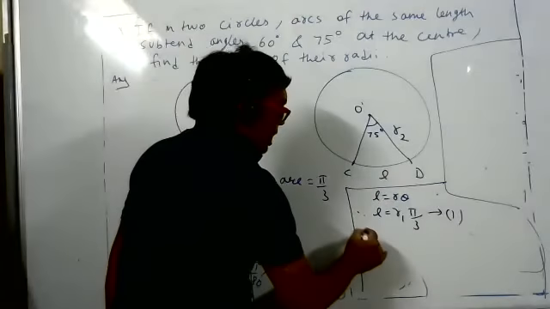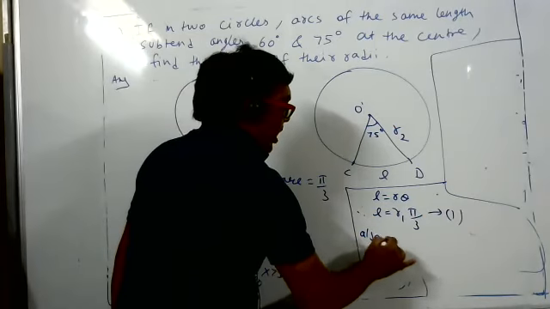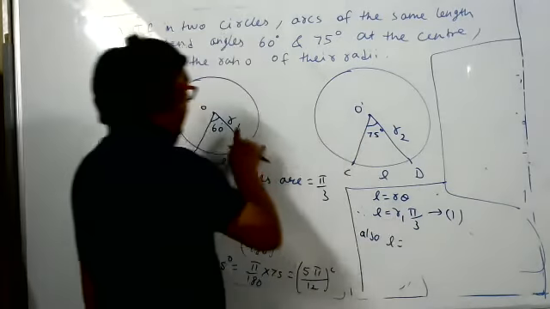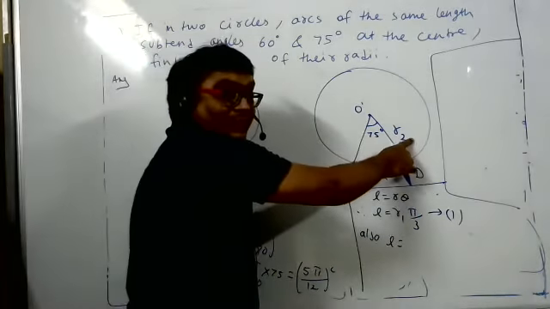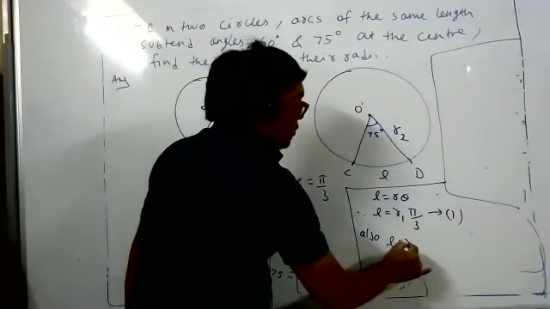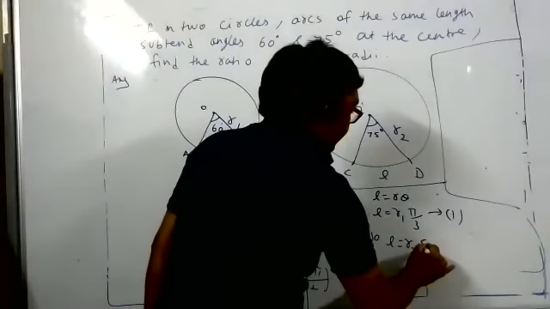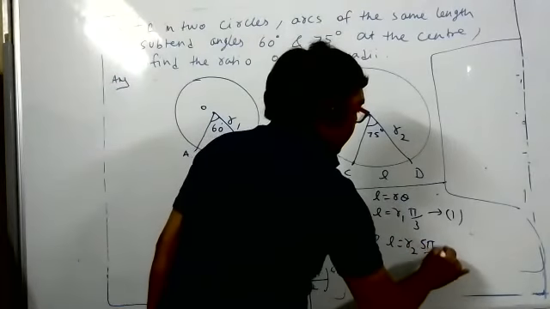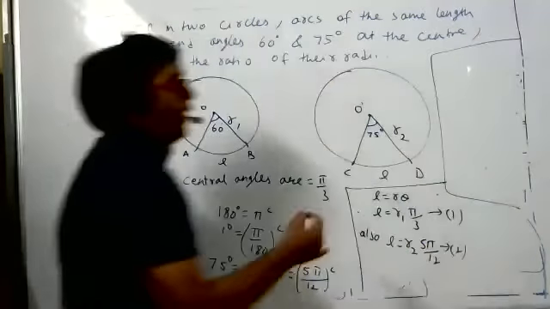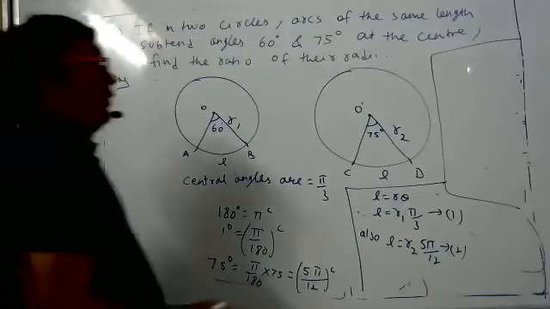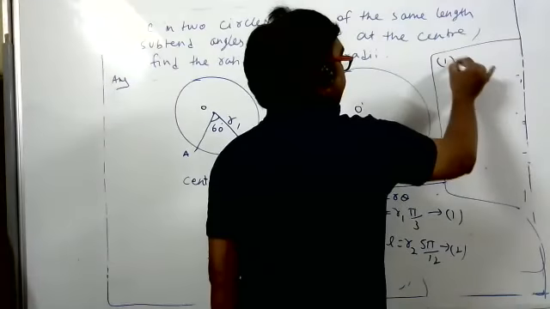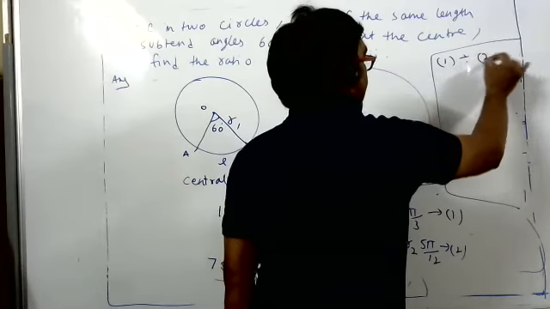In the second case, L is L only, also L is equal to R2 here. R2. Theta is how much? 5 pi by 12. So now we have to find the ratio. Ratio means we have to divide: first equation divided by second equation.